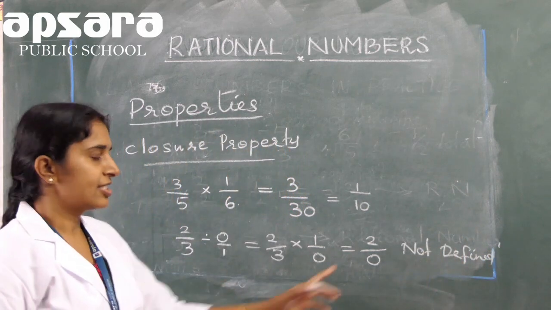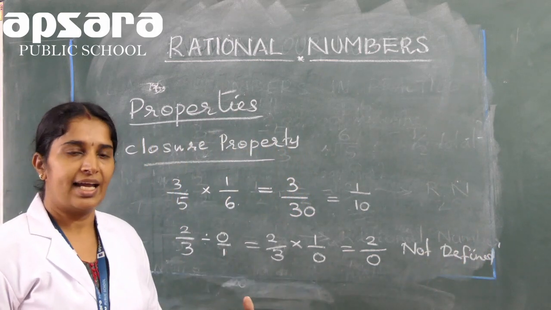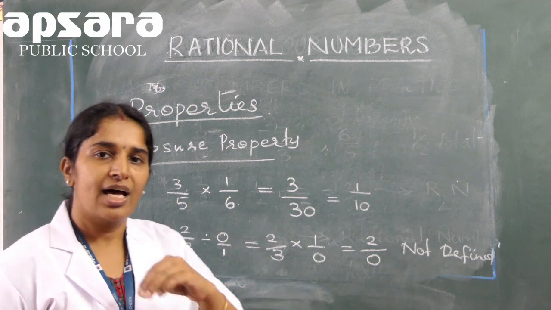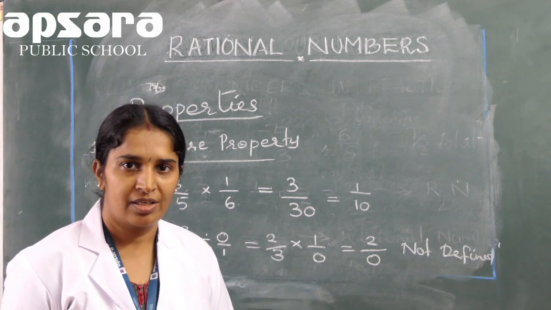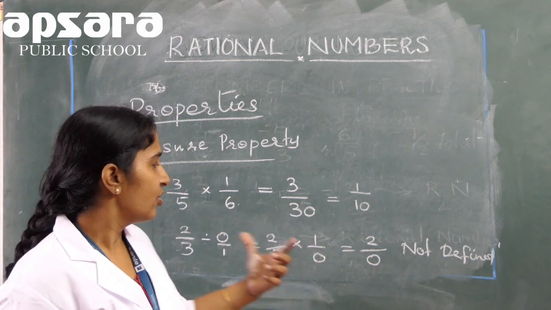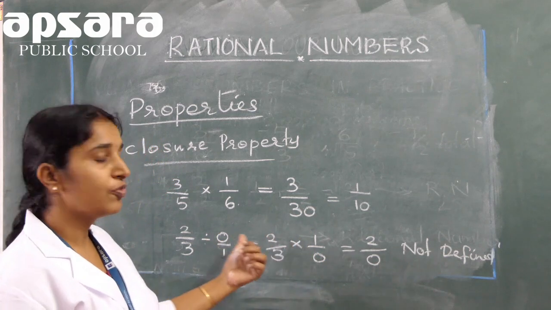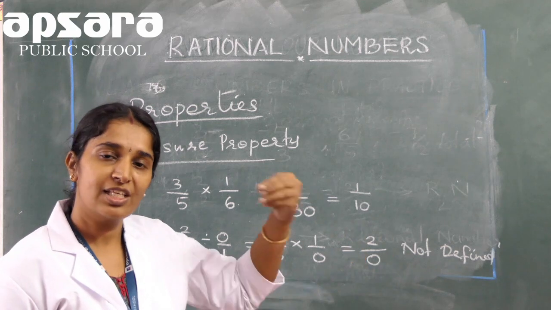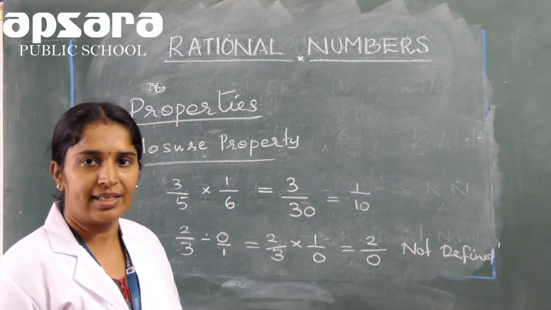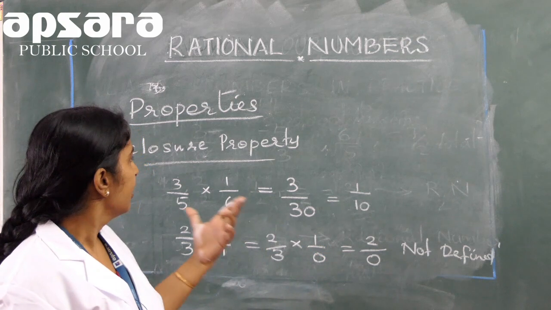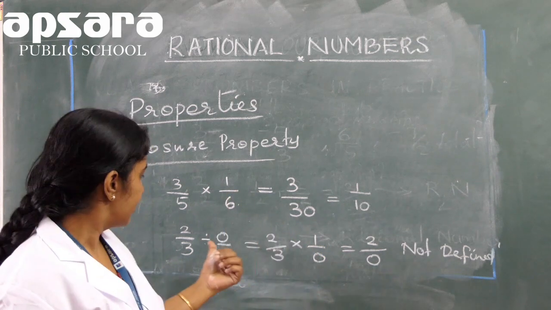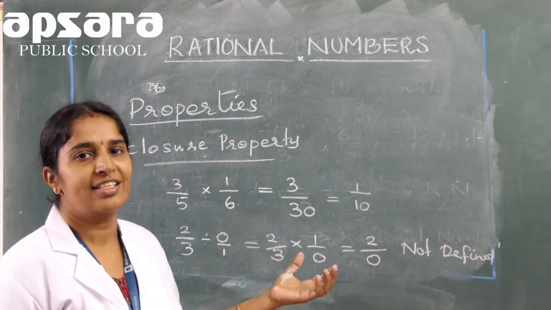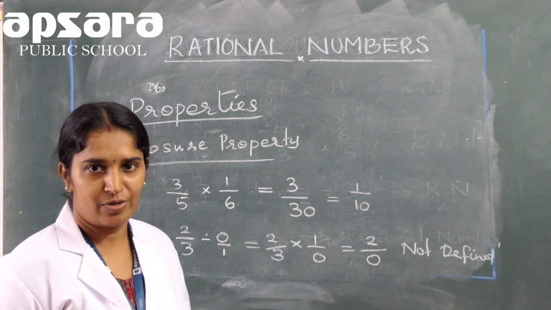So it's not defined. So we will say that rational numbers are not closed under division, because when you include 0 in the set of rational numbers, and if you go for the division, you cannot get a rational number. Okay, so if 0 is excluded from the collection, it will be closed. But since 0 is also there in the collection of rational numbers, it's not possible.